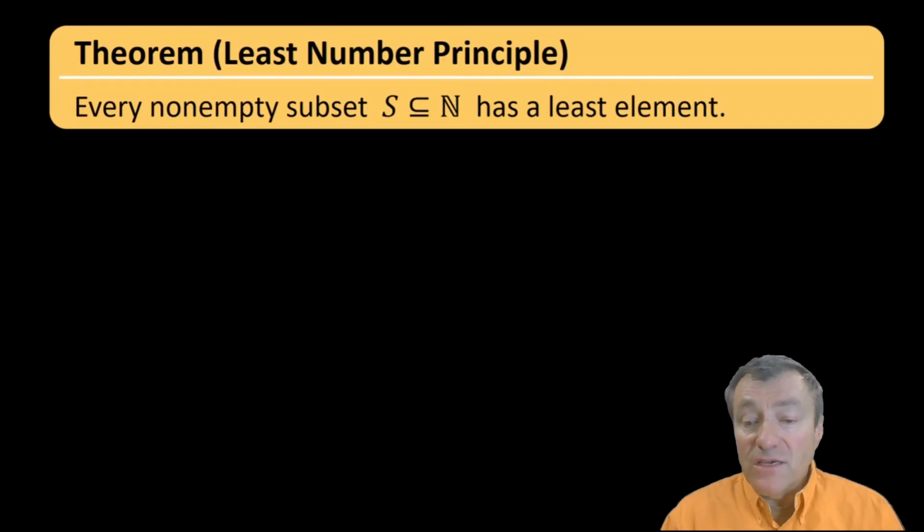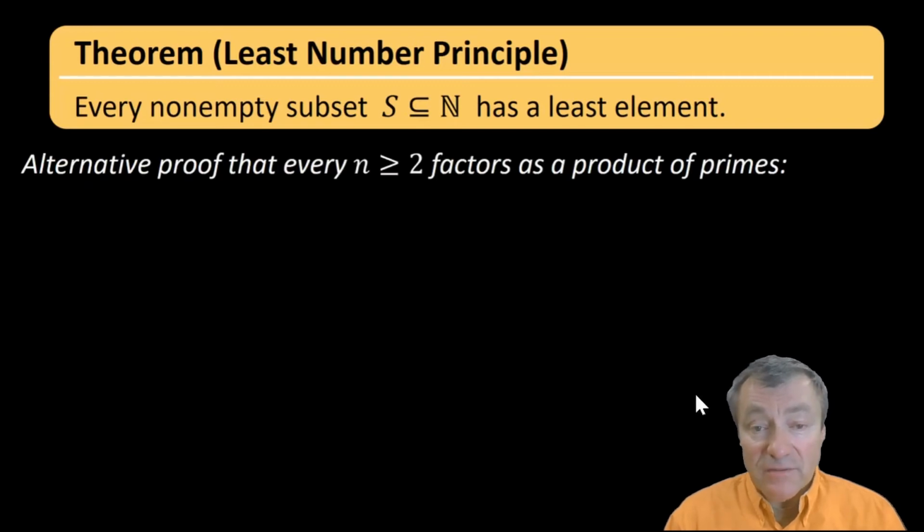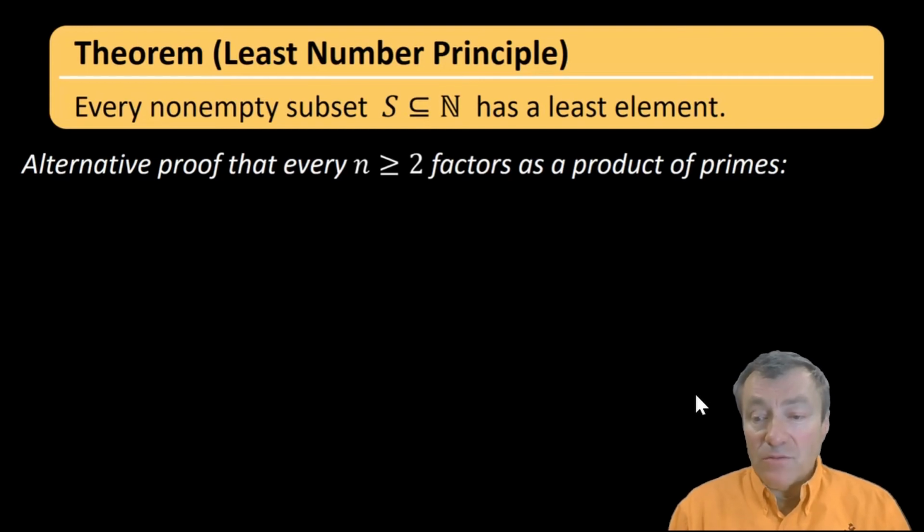This property is really equivalent to induction. Any proof by induction can be reworded as a proof using the least number principle. And conversely, any proof by the least number principle can be rewritten as a proof by induction. The statement of the least number principle itself can be proved using induction. Or the other way around, if you assume the least number principle, you can use that to show that induction works. I won't go through the details of what I just said. Instead, let's settle for an example of how to use this principle.